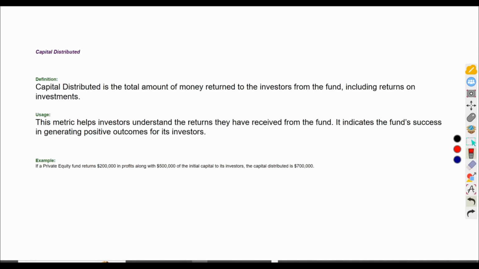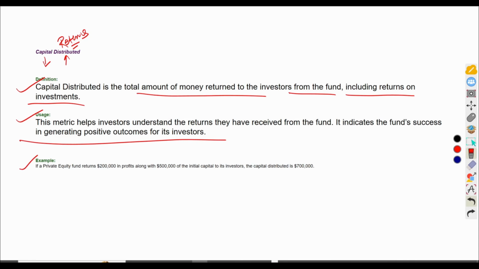Capital distributed. This metric is also important. How much capital have you raised and how much capital have you distributed, meaning returned to the investors? Here we are talking about returns to the investor. Capital distributed is the total amount of money returned to the investors from the fund. In short, how much amount we have returned, including return on investment. This metric helps investors understand the returns they have received from the fund, and it indicates the fund's success in generating positive outcomes for its investors.